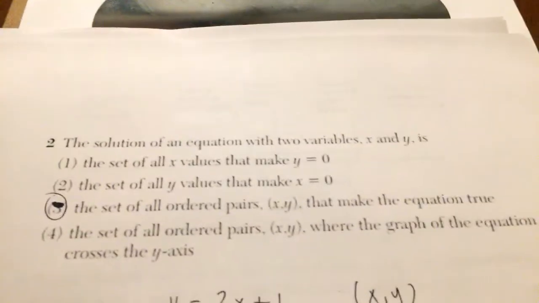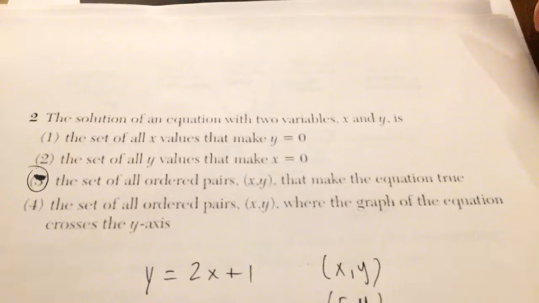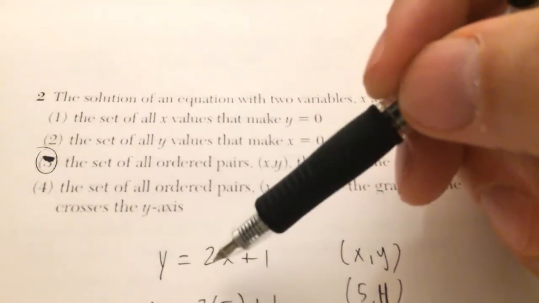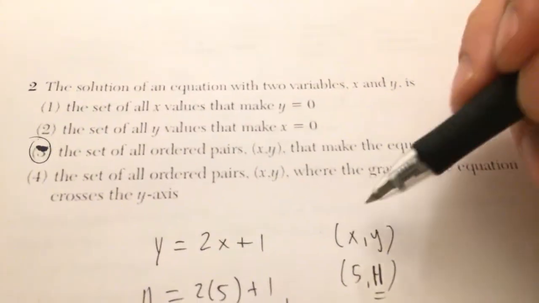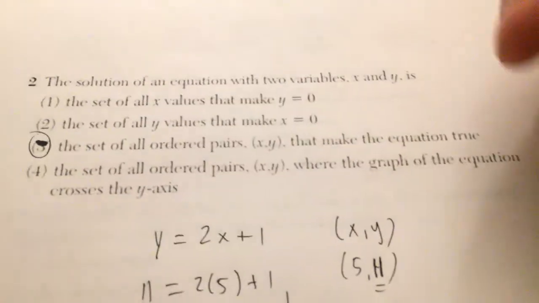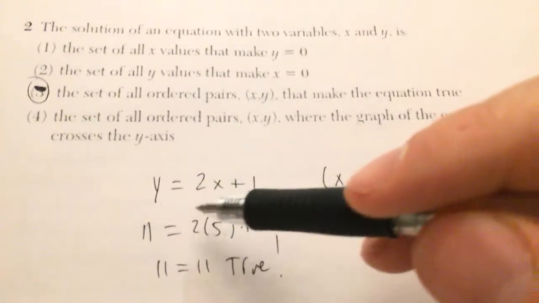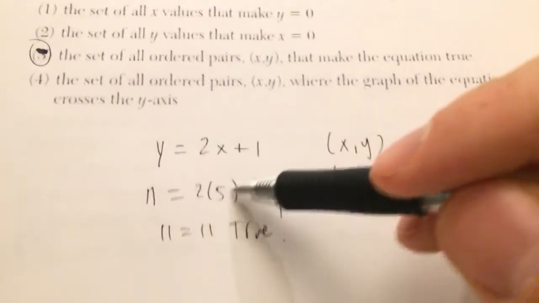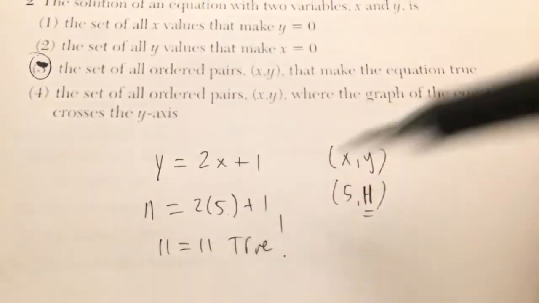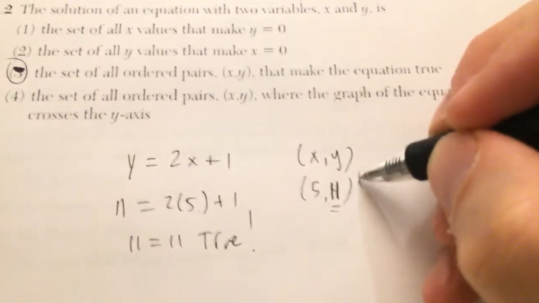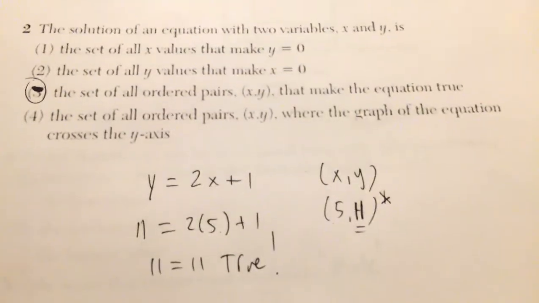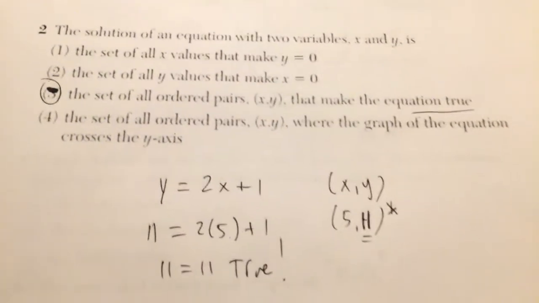Number 2, the solution of an equation with two variables x and y is, choice 3 is our answer, the set of all ordered pairs x, y that make the equation true. So for example, the solution to the equation y equals 2x plus 1 is any point x, y that satisfies this equation. For example, the point (5, 11) satisfies this equation because I plug in 11 for y and 5 in for x. 11 equals 2 times 5 plus 1, which is 11, so we see that 11 equals 11. That's true. Therefore, this is a solution to the equation because it makes the equation true.